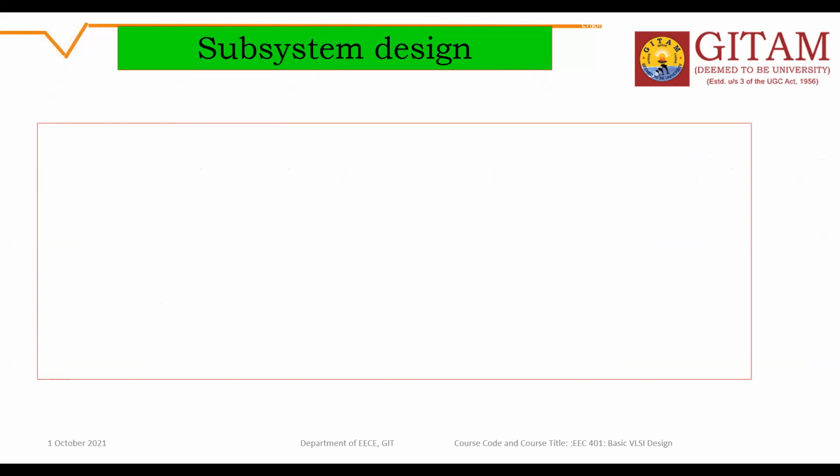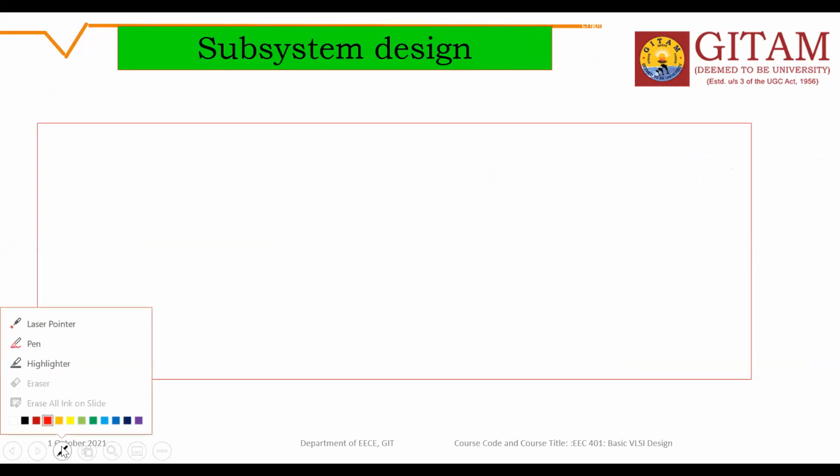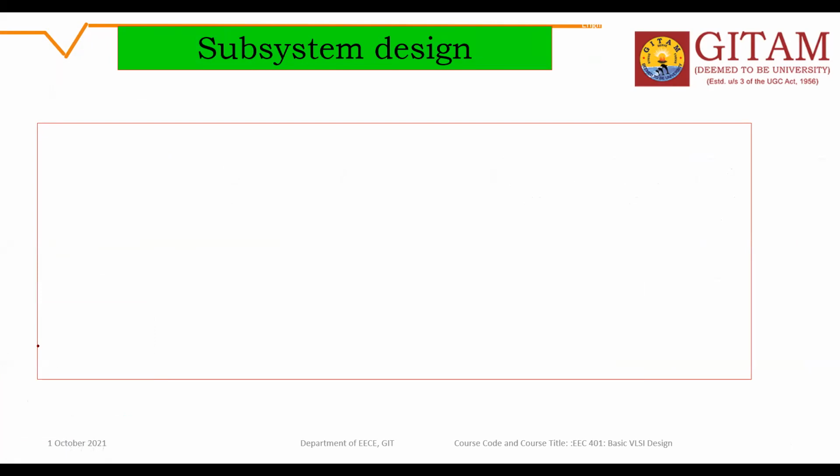First, we'll start with the subsystem design. What is the meaning of subsystem? Subsystem is nothing but generally, I will take one example. Suppose this is Geetham University, Geetham deemed to be university. This is the system now.